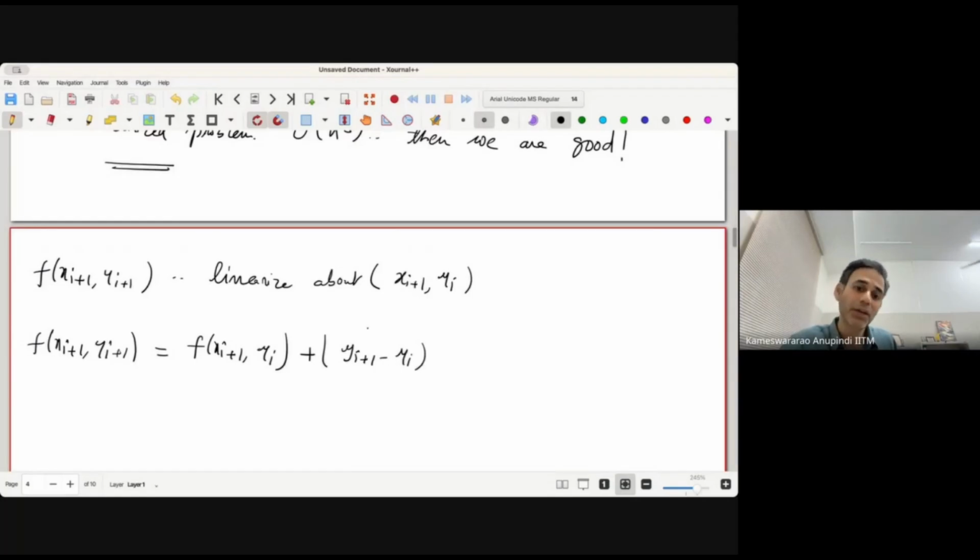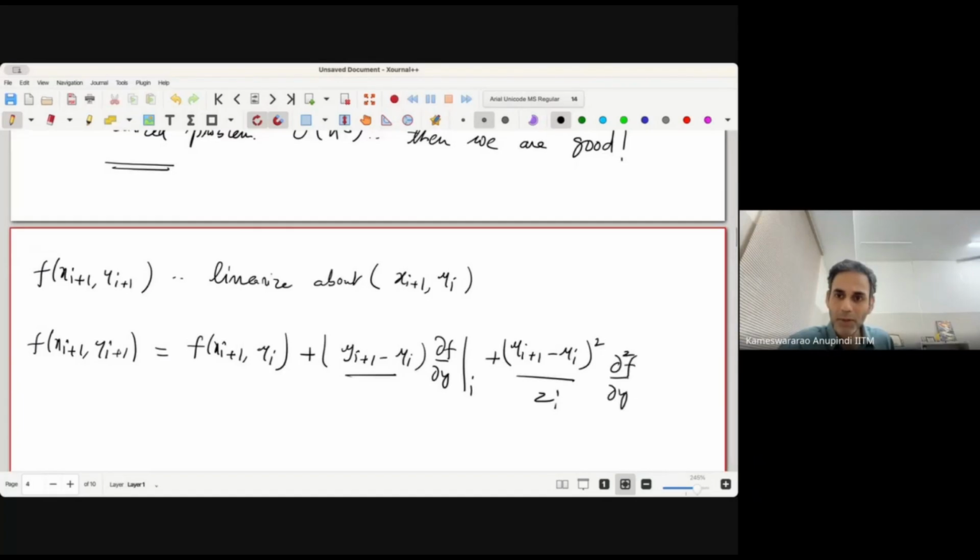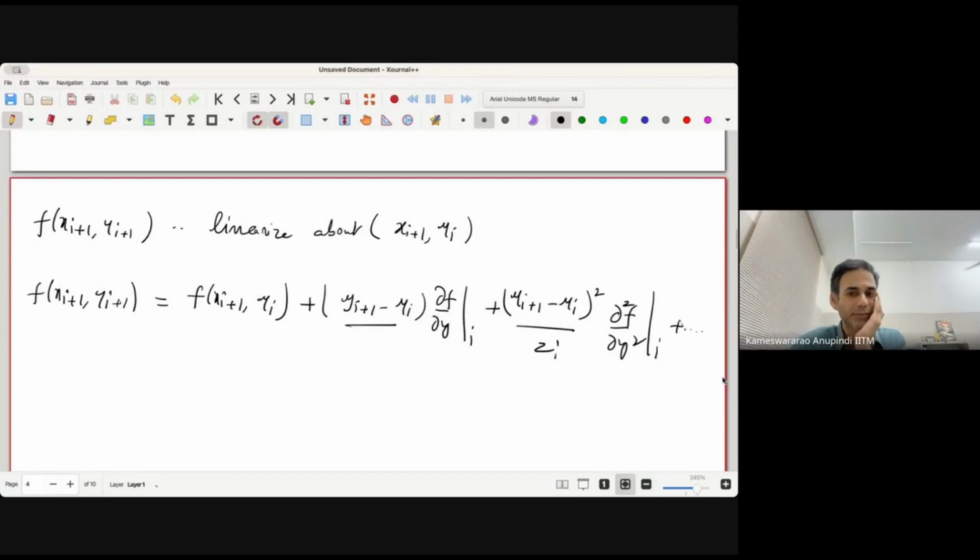We're not getting h here, right? The h is supposed to be xi plus 1 minus xi, but we are not linearizing about xi plus 1. We are leaving xi plus 1 as it is. So that is why we're getting yi plus 1 minus yi. And then this is going to be partial f by partial y, about i, plus yi plus 1 minus yi whole square by 2 factorial, dou square f by dou y square about i, and so on. Okay. So that's what we have.